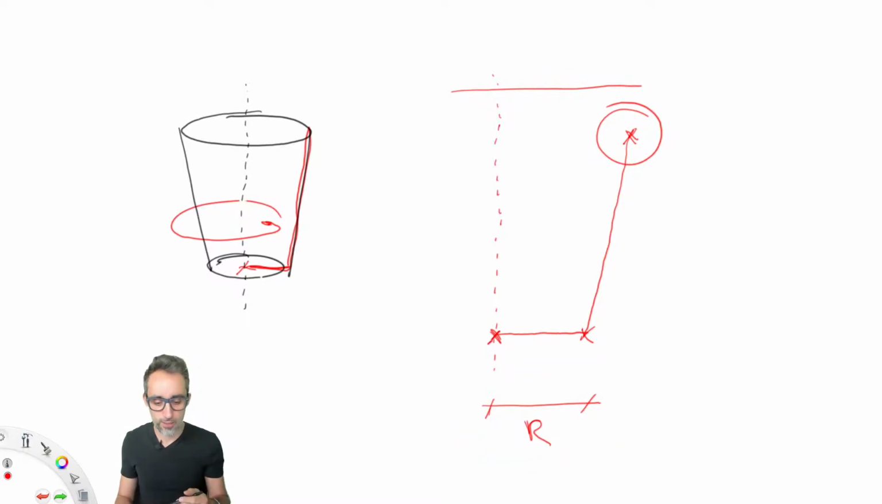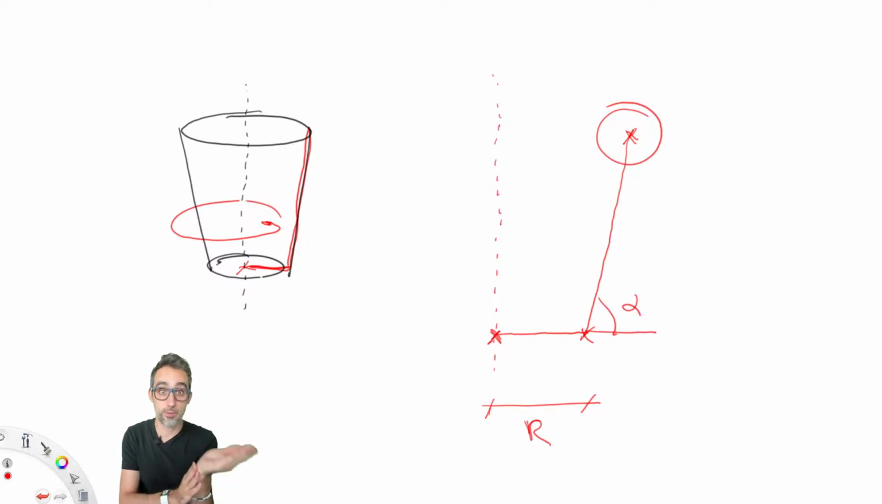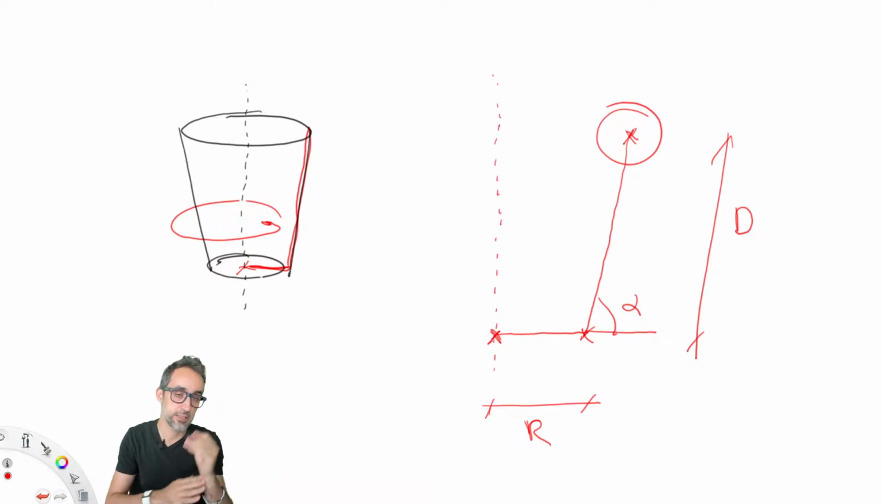So another thing that I could choose is, well, maybe I want to control this angle here, and that's going to be the parameter. And then I want to control that angle and maybe this distance here, inclined.